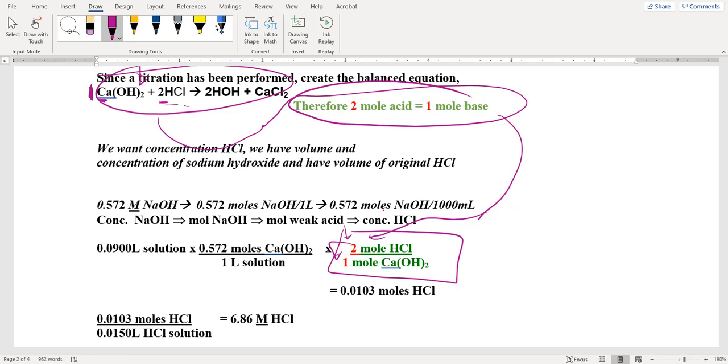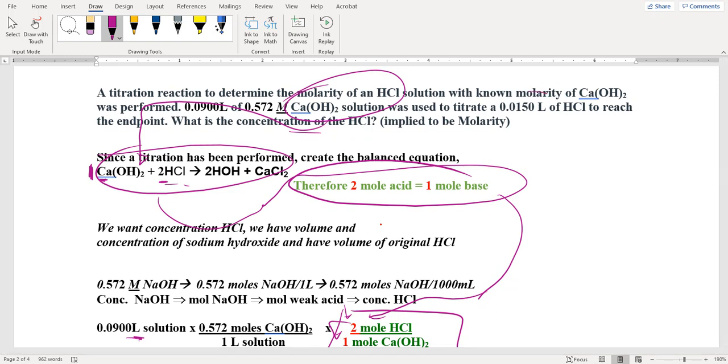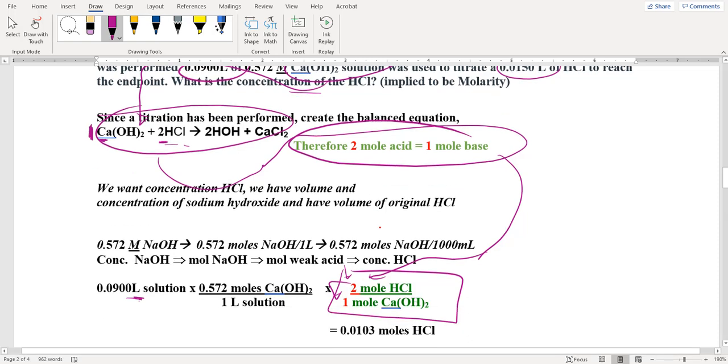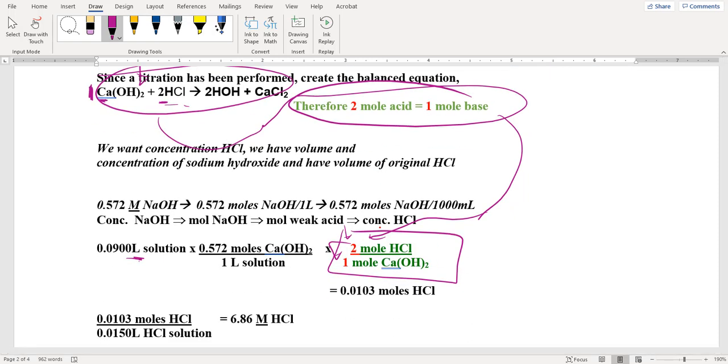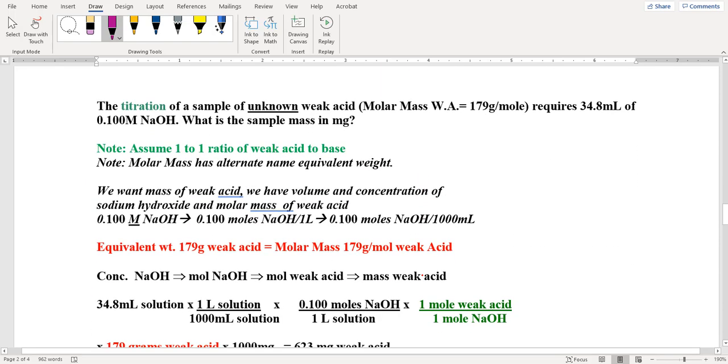Actually, I made this a little bit easier because we started with liters instead of milliliters. So that's actually less steps. So we directly convert from liters to moles using molarity as a conversion factor, and then divide the moles of our HCl by the liters of the HCl solution, and then there is the final molarity.